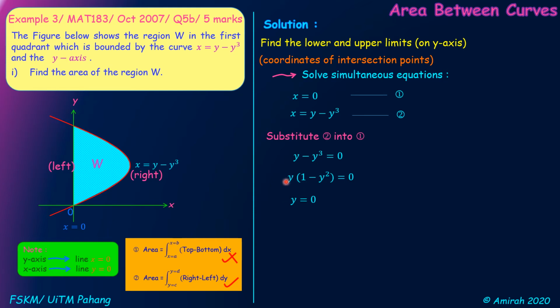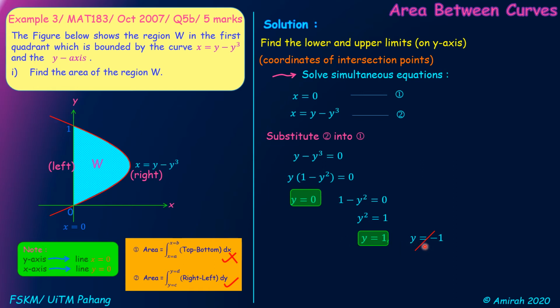Then, y equals 0 or 1 minus y squared equals 0. So from here, y squared equals 1, and y equals plus or minus the square root of 1. That means we have two values, y equals 1 and y equals negative 1. From here, y equals 0 is here, our lower limit. And from here, y equals 1 is here. So this is our lower limit and this is our upper limit on the y-axis.